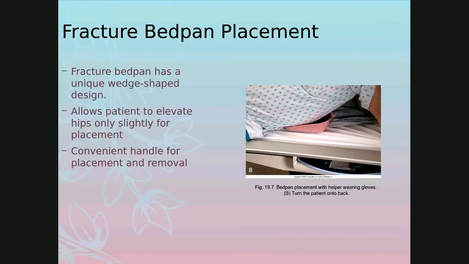When we look at the fracture bedpan, this is a better image of it. It starts out very thin down at the tapered end, and then it raises in thickness. If the patient has a fractured hip, this is much easier to get underneath the patient because it has that wedge-shaped design. It allows a patient with a broken hip or injury to the hip to only have to elevate a slight amount to fit on that pan. And there's also a little handle right here. You can kind of make that out, so that it's easier to slide out from underneath the patient.